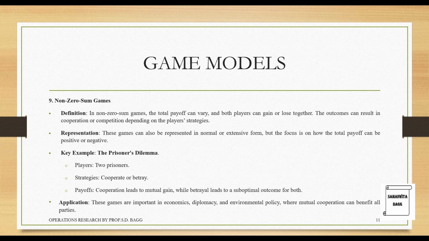Players: two players. Strategies: cooperate or betray. Payoff: cooperation leads to mutual gain because they both have decided to cooperate and not tell the truth. So accordingly, they will be in a gain situation, while betrayal leads to a suboptimal outcome for both. Now, suppose one betrays and the other is still sticking to saying the lie, then the person who has told the truth may be given a lighter punishment and the one who has not accepted to the crime will be given a severe one. Application: these games are important in economics, diplomacy, and environmental policy where mutual cooperation can benefit all the parties.